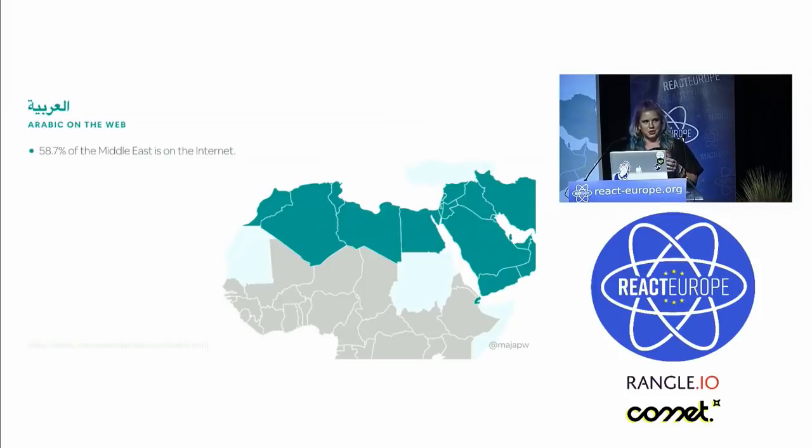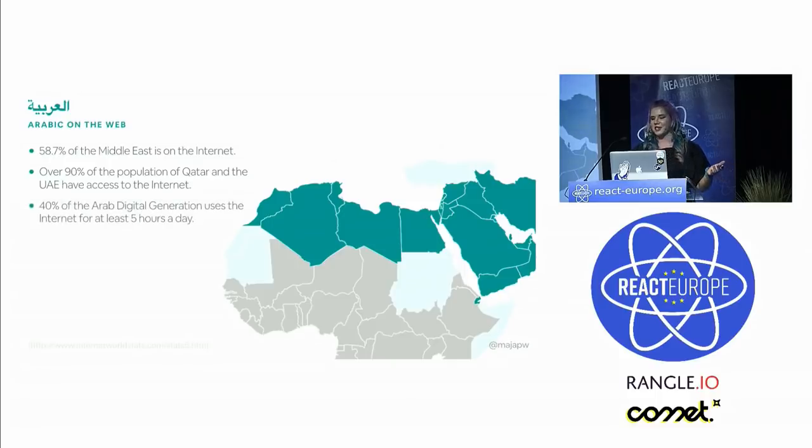Internet penetration in the Middle East is actually higher than the global average of 51.4%, clocking in at near 60%. And in some countries, like the UAE and Qatar, over 90% of people are regularly on the internet. And these aren't just casual users, these aren't internet cafe users. 40% of the Arab digital generation is on their phones, on their computers, more than 5 hours a day.